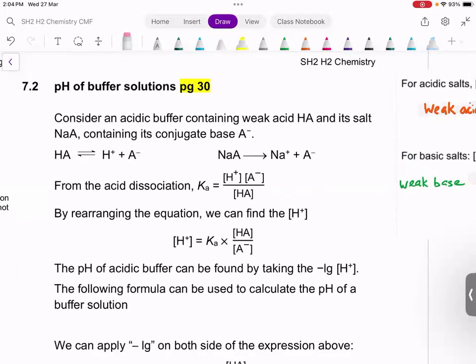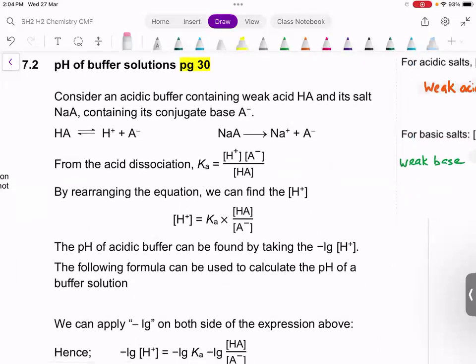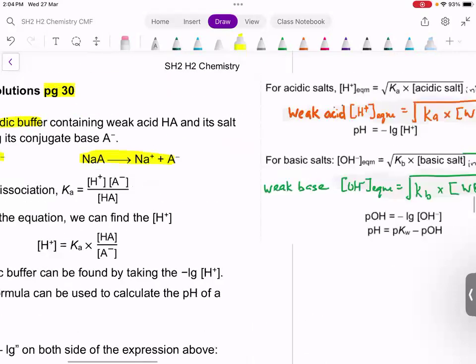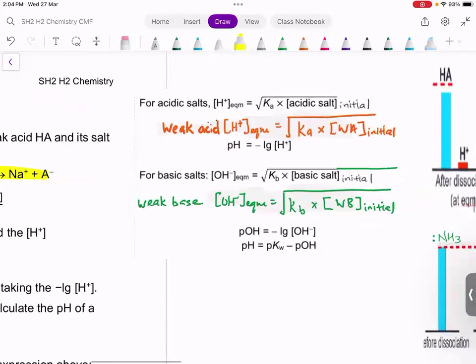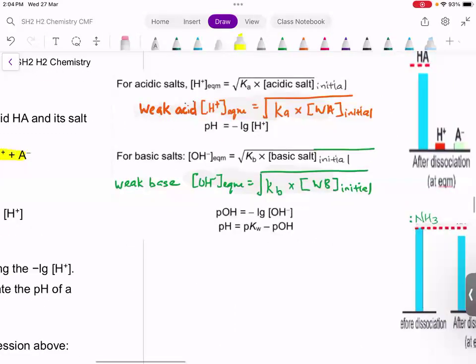Okay, so the pH of a buffer solution. Let's look at page 30 now. An acidic buffer is made out of the weak acid and the conjugate base, the salt. So I just reiterate again: for a weak acid, we use this expression. Can we still use this expression when I have a buffer system? Can I still use this?